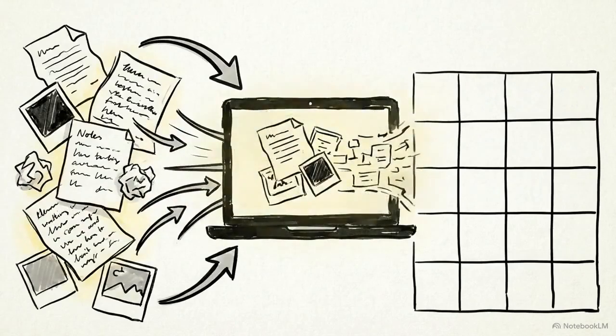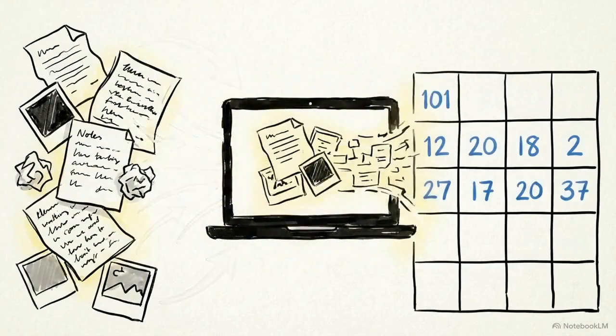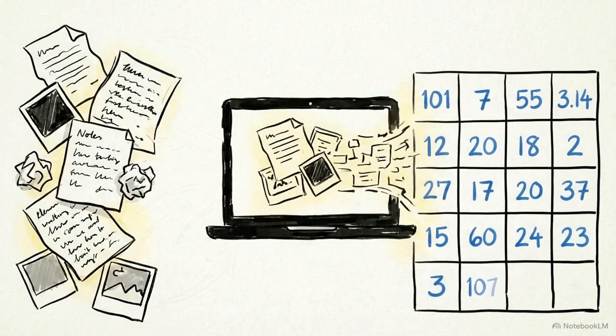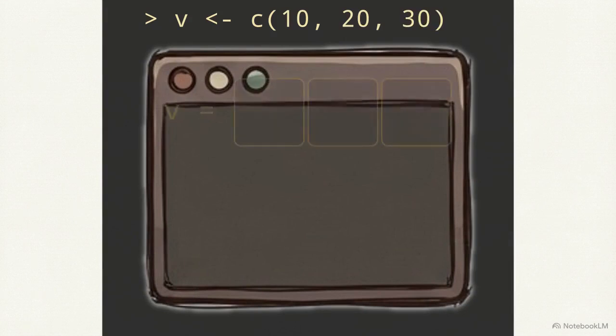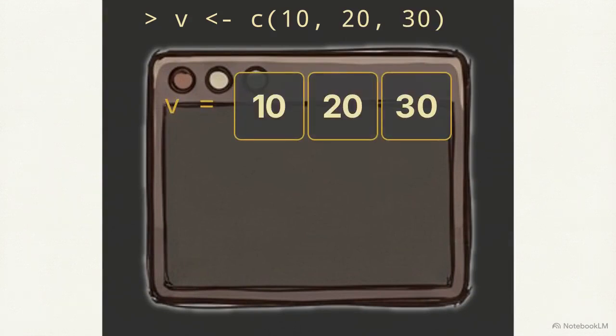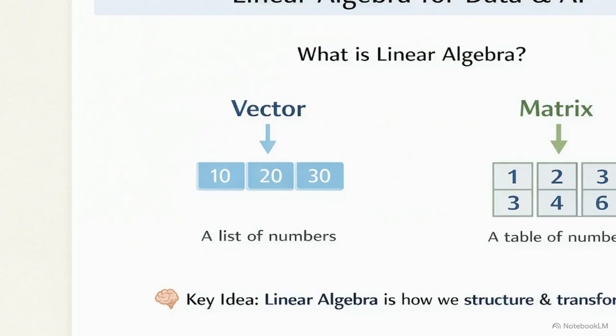Before any learning can happen, information must be organized into rigid mathematical shapes. Let's create the simplest shape. Go to your console and type v equals c(10, 20, 30) to create a one-dimensional list of numbers. Looking at this graphic, this one-dimensional structure is a vector holding isolated data points.